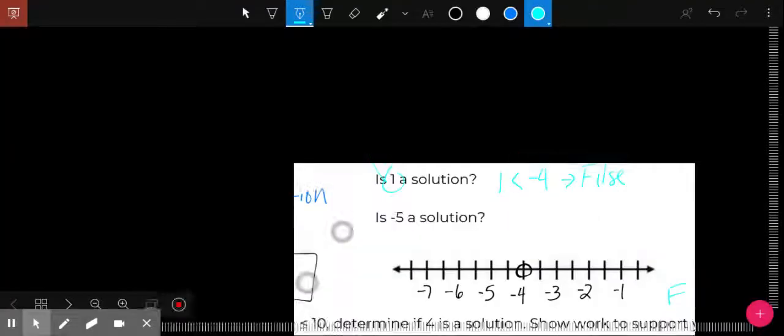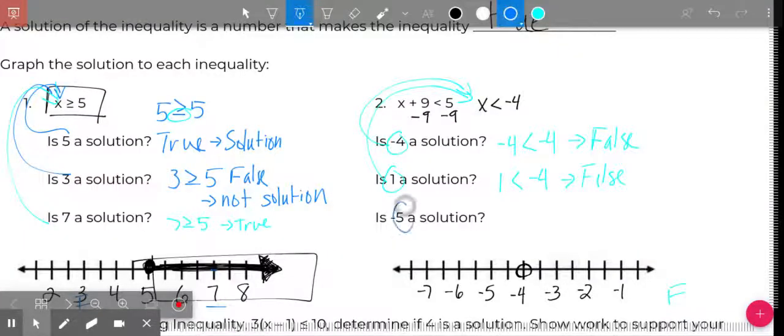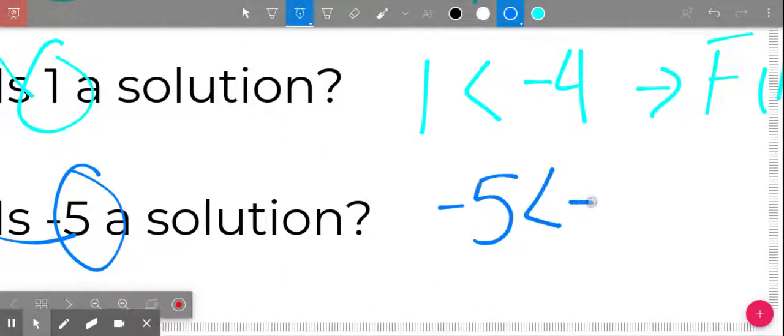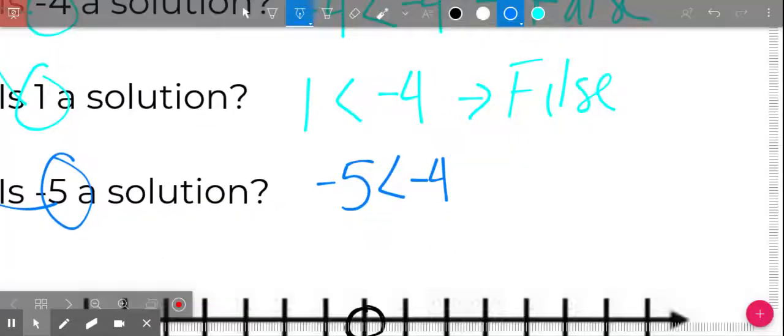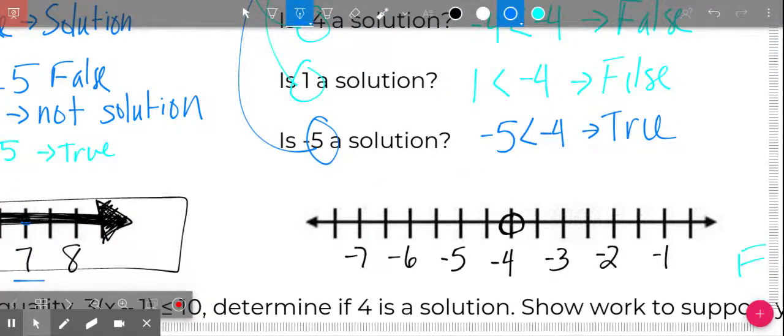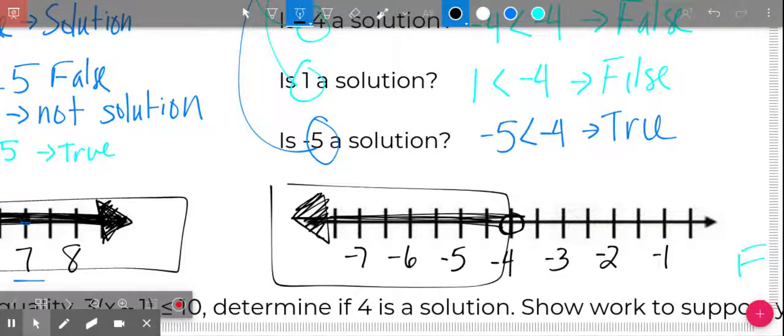Now let's check negative 5. We'll get negative 5 is less than negative 4. Well, that is true. Negative 5 is definitely less than negative 4. That means that's our solution, so we're going to shade everything with the negative 5. Any of these numbers over here are going to be solutions to my inequality. All of those are going to be solutions.